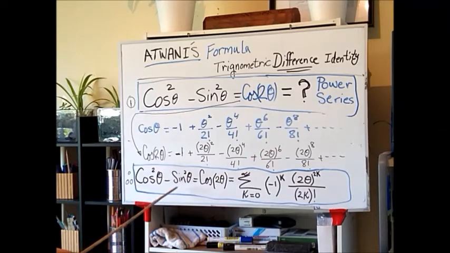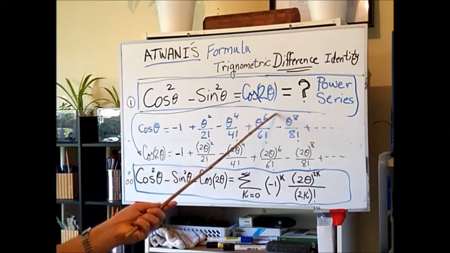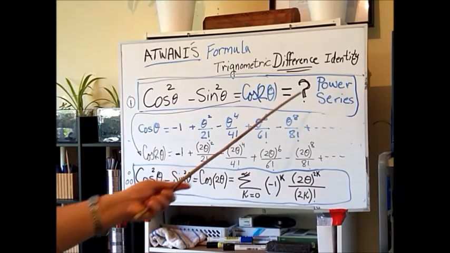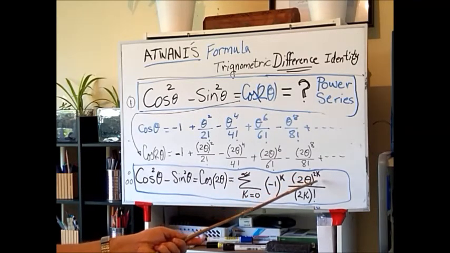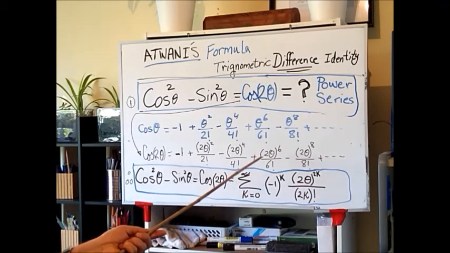So this is the conclusion: Atwani's formula of the trigonometric difference identity, we got it in terms of a trigonometric expression, that is cosine squared theta minus sine squared theta equals cos 2 theta, and in terms of a power series, it's the summation from k equals 0 to infinity of minus 1 to the power k, 2 theta to the power 2k over 2k factorial. So if you substitute this, you get this formula.